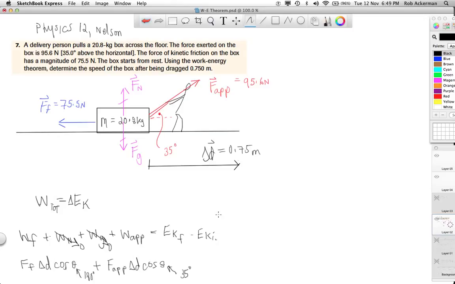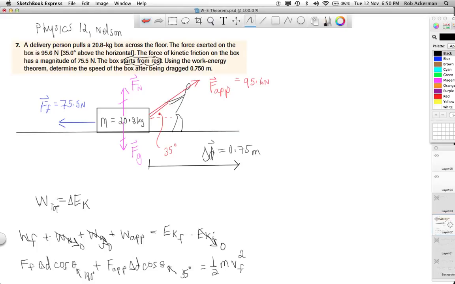Oops, there we go. What do we know? The box starts from rest. So the initial kinetic energy is 0, which means here it is safe to just write the final kinetic energy, which is a half of the mass times the final speed squared. Subtract 0, you still have a half m v final squared. I'm going to leave you at this point to finish this one off on your own.